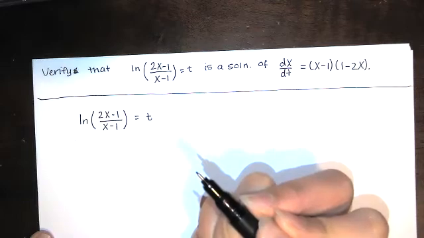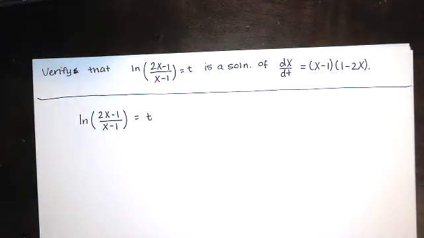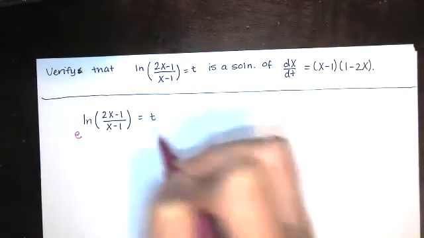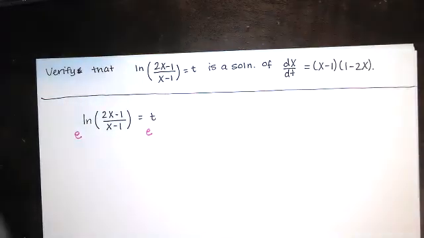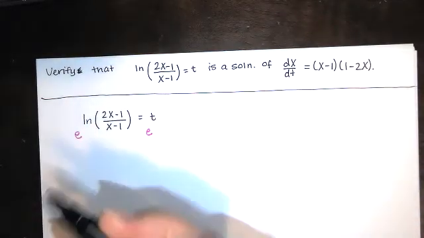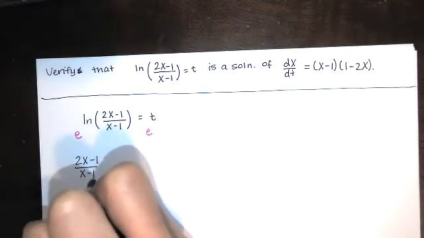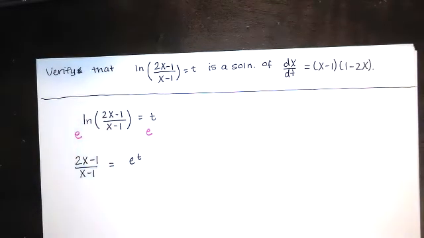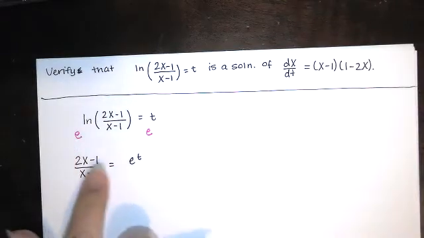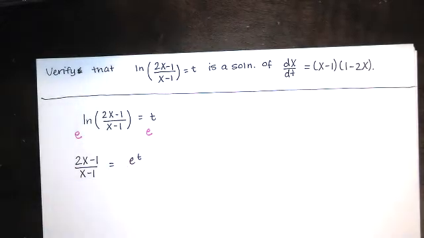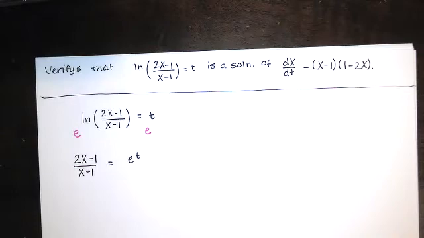Why? Just because I want to make the differentiation easy. As long as I follow the rules of algebra, this is legal. So let's exponentiate both sides to get rid of that log. And now you've got (2x minus 1)/(x minus 1) equals e to the t. And I like this better. When I differentiate both sides with respect to t now, I have to use a quotient rule over here, and the derivative of e to the t with respect to t is just e to the t. So it's going to make it nice and simple.